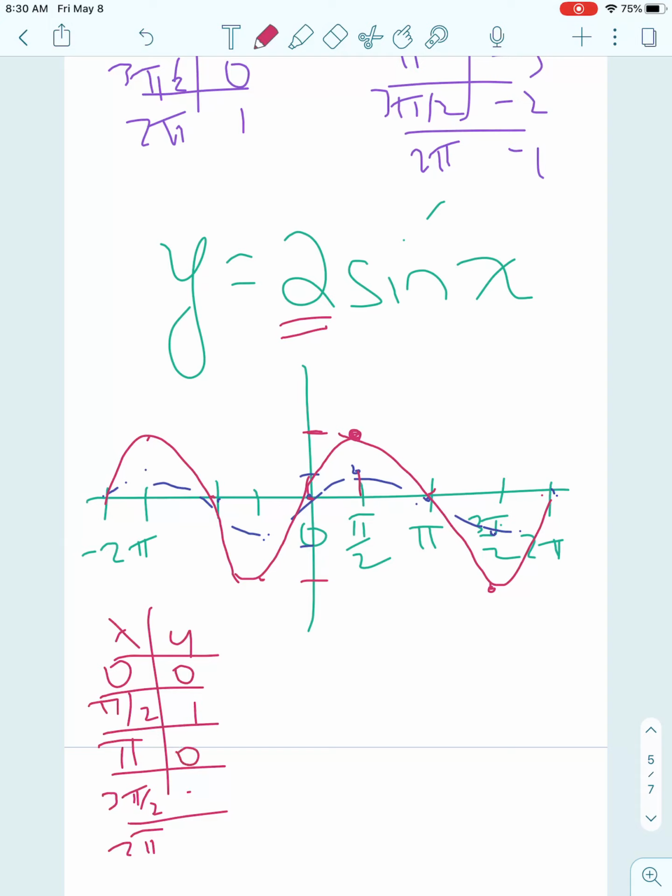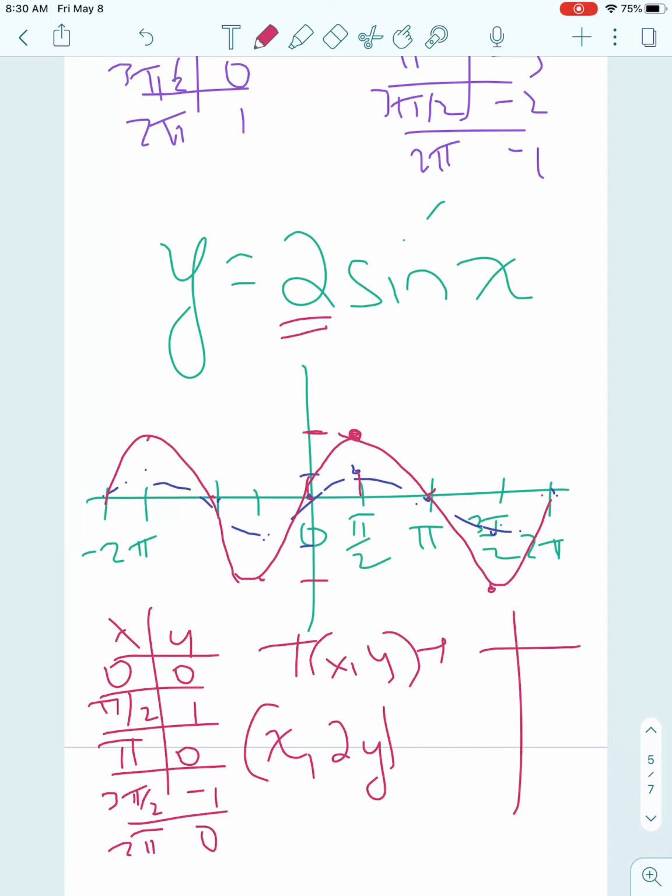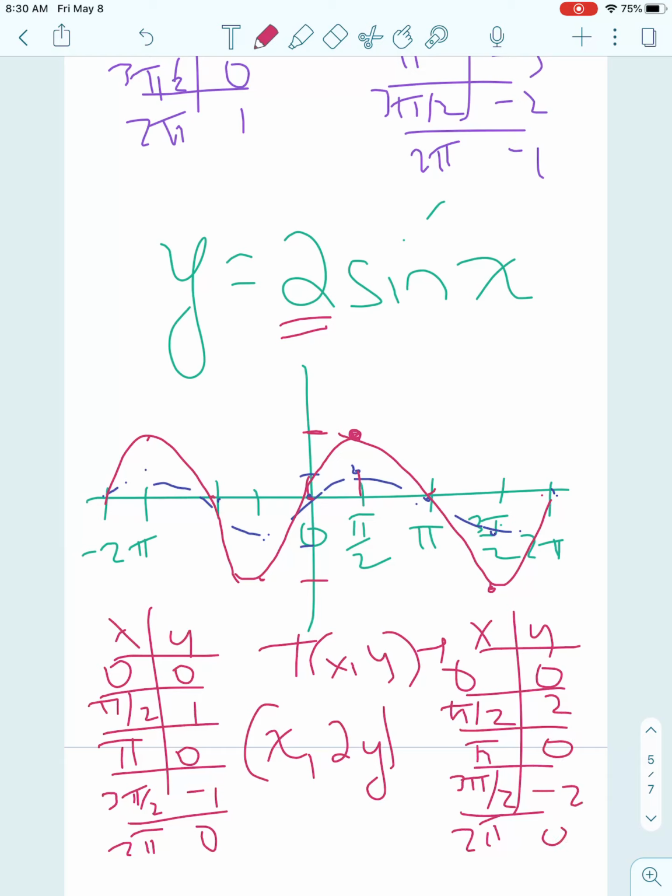Middle, high, middle, low, middle. My x has no effect. We'll do x effects on Monday. My y values are doubled. So my x values stay the same, and 1 becomes 2, -1 becomes -2. There we go.